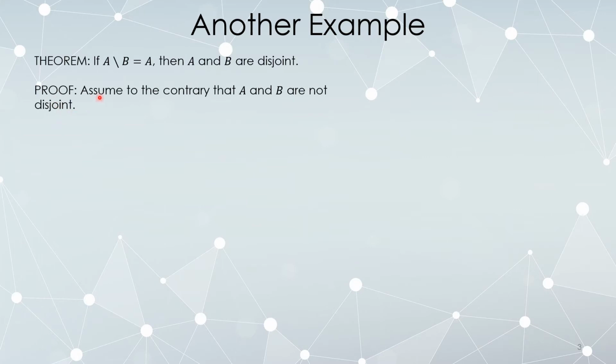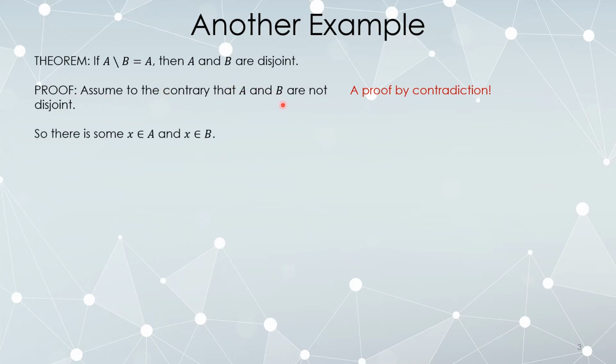A proof: assume to the contrary that A and B are not disjoint. Okay, so our assertion was A and B are disjoint, so let's assume to the contrary that they are not. This is doing a proof by contradiction or an indirect proof. We're assuming exactly the opposite of what we asserted, and now we're going to derive a contradiction.